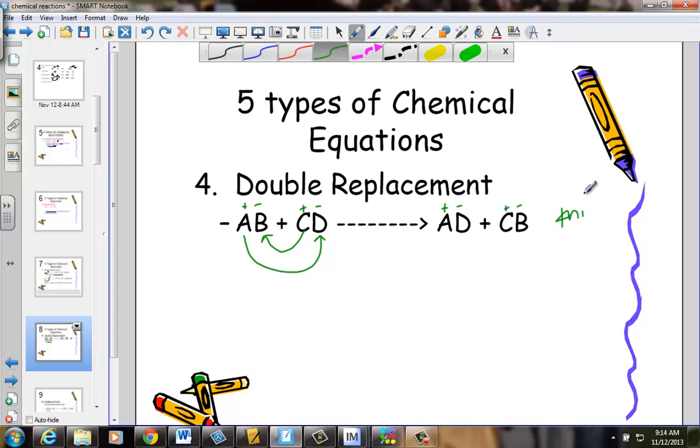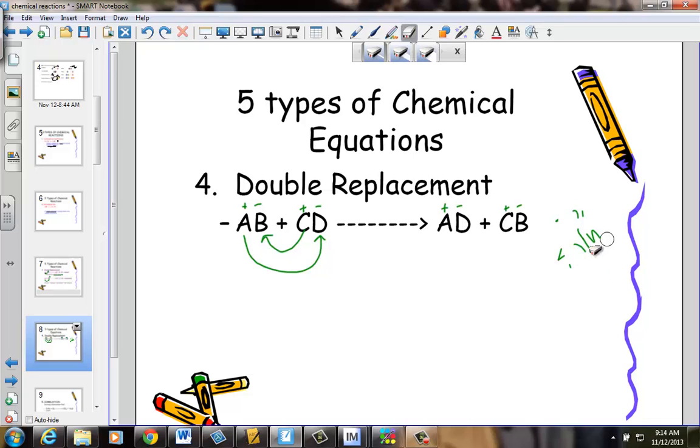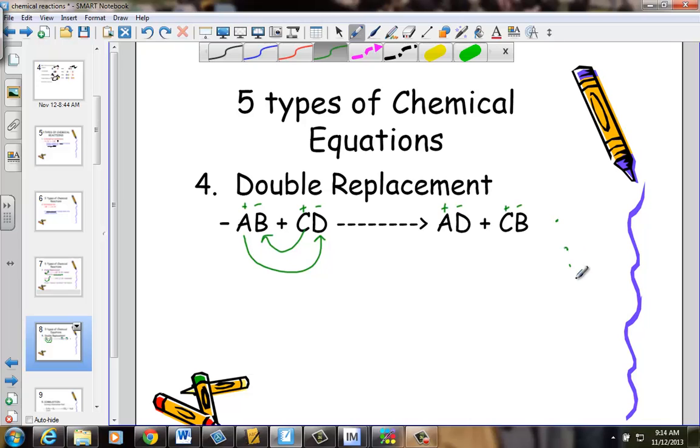And you're going to hear me say this all the time. That didn't come out very neat. Let me write that again. Think charges. Thinking charges as we find new partners. There, now I have my act together. Charges will determine the new subscripts and we'll go back and balance.